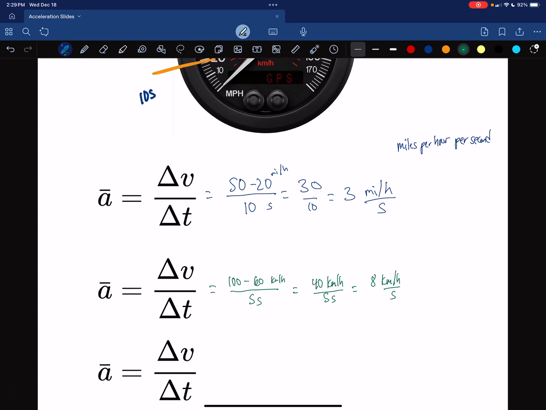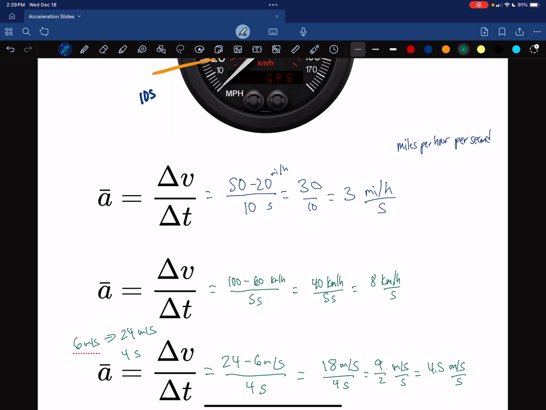So now let's suppose that someone goes from 6 meters per second to 24 meters per second in 4 seconds. Well, the calculation would be 24 meters per second minus 6 meters per second, all over 4 seconds. So that gives us 18 meters per second over 4 seconds, which reduces to 9/2, which then is 4.5 meters per second.